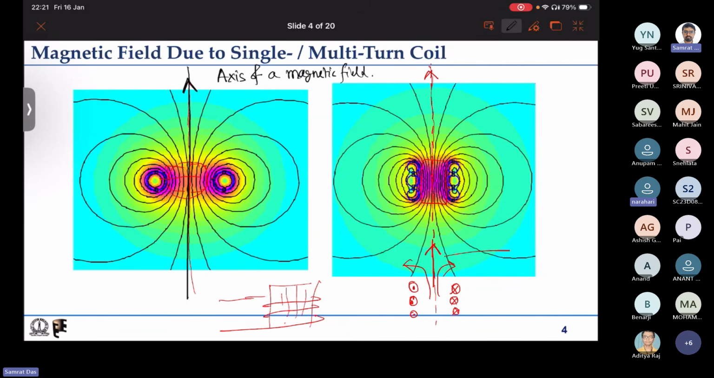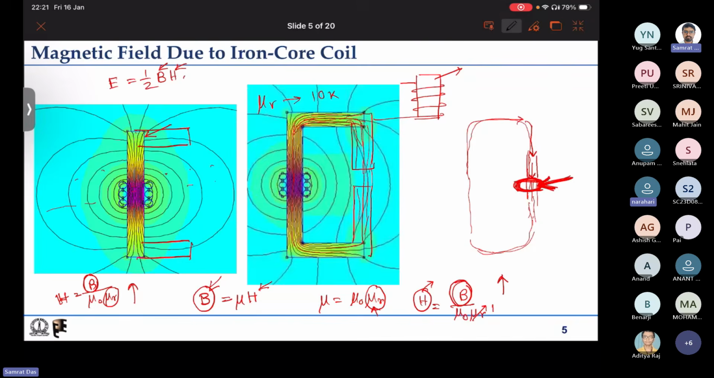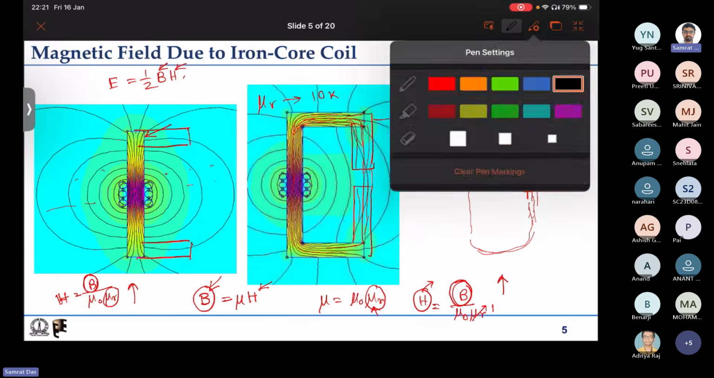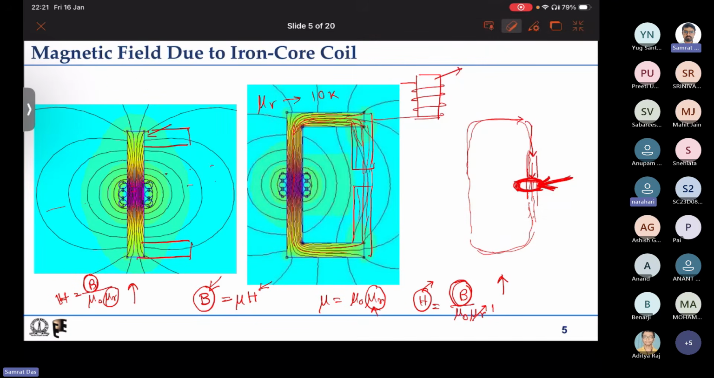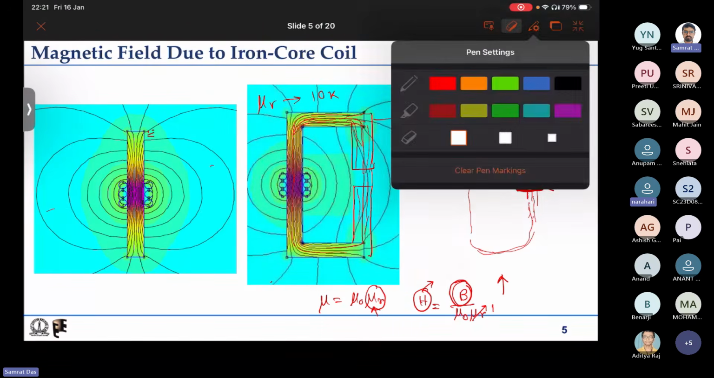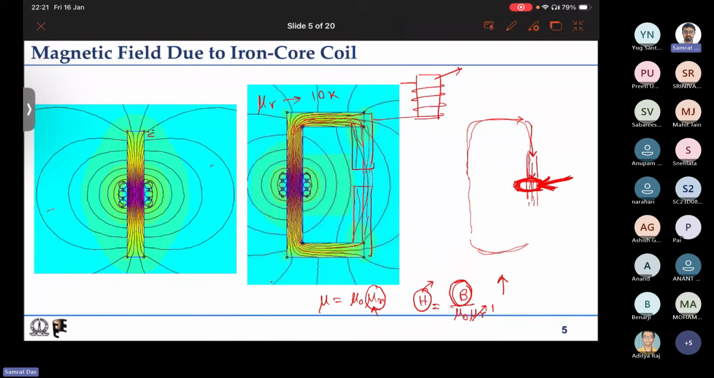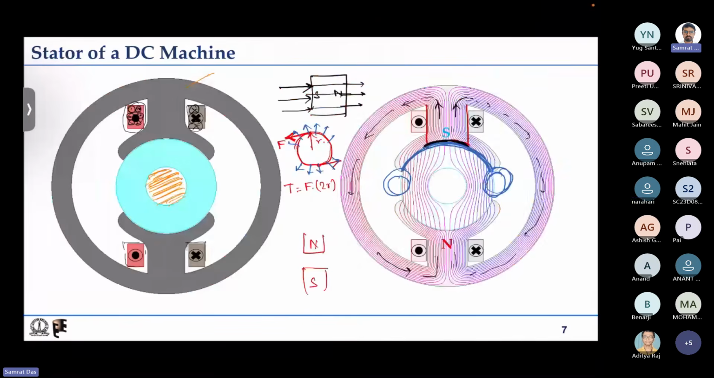If there is ferromagnetic material in between, will the axis still be available? Yes, still it will be there. It may not be a straight line, but there will still be some axis. Or else you can see the DC machine on the last page. If it is a symmetric case, then the axis is straightforward.